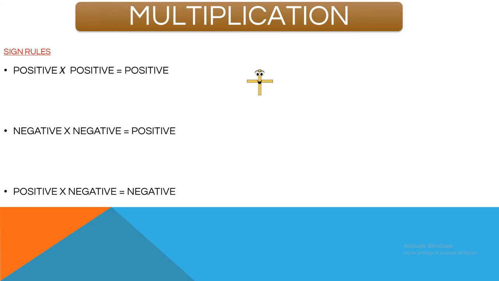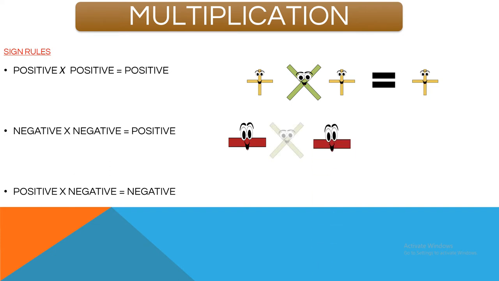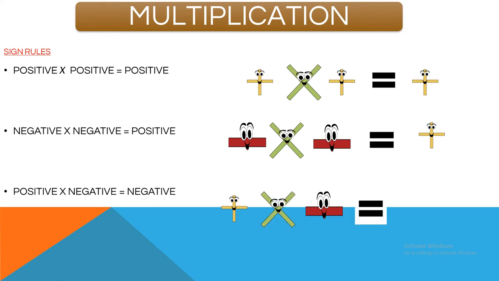Positive multiplied with positive: if you multiply two positive numbers, the result will be positive. If we multiply a negative number with a negative number, the result will be positive. If we multiply a positive with a negative number, the result will be negative. So remember this rule. This is very useful for us for learning multiplication of rational numbers.